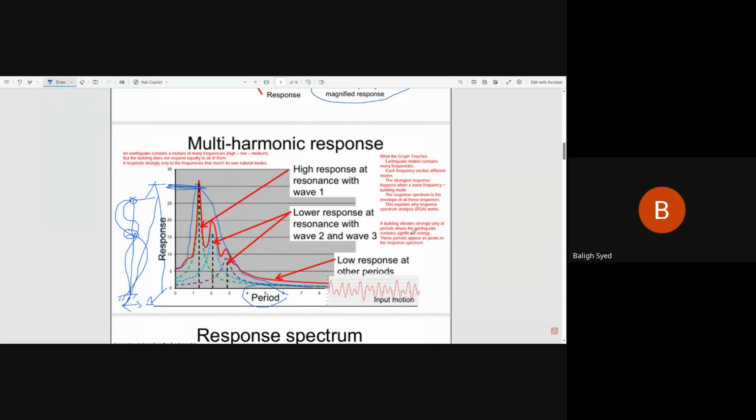A building vibrates strongly only at periods where the earthquake contains significant energy. These periods appear as peaks in the response spectrum. So these are the peaks.